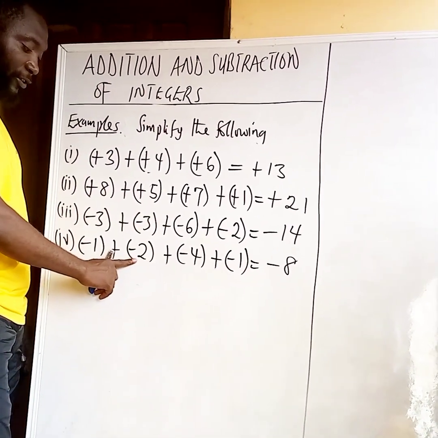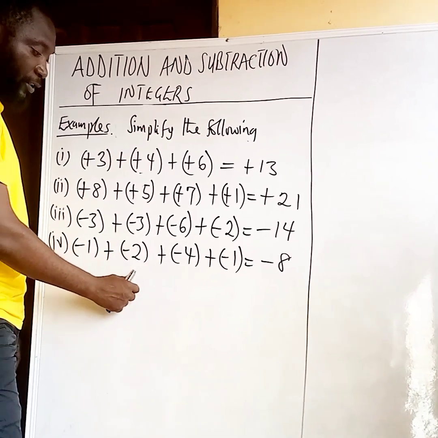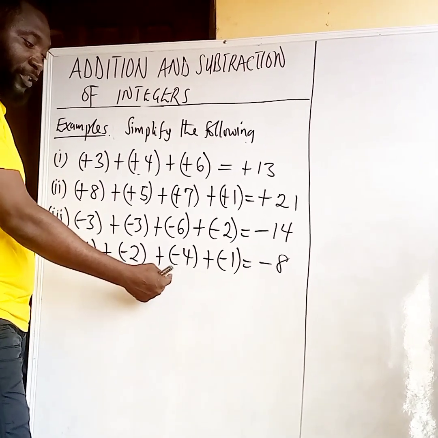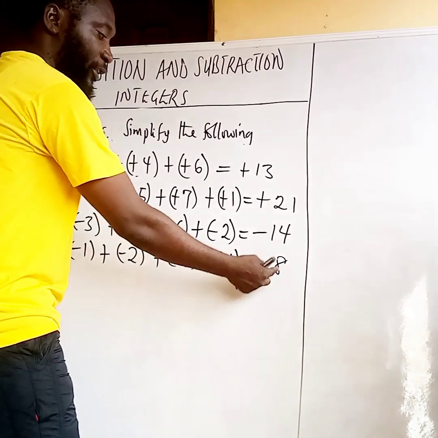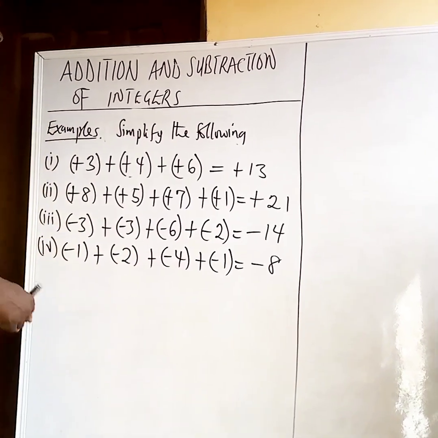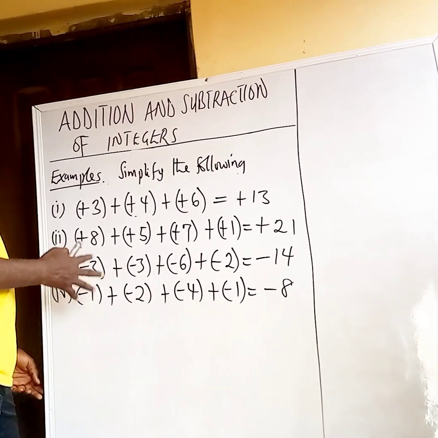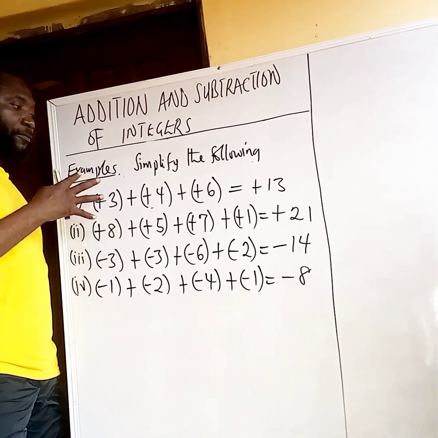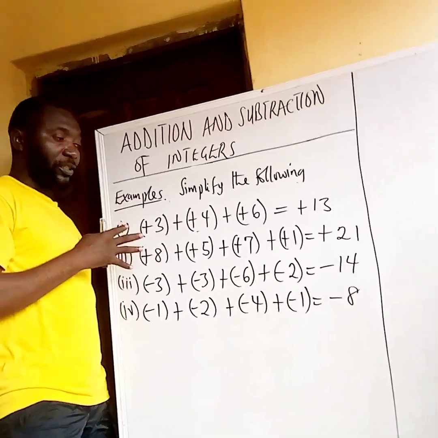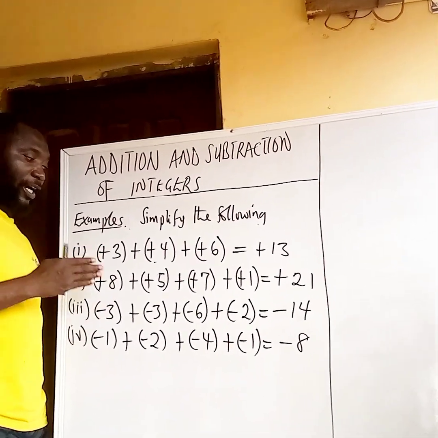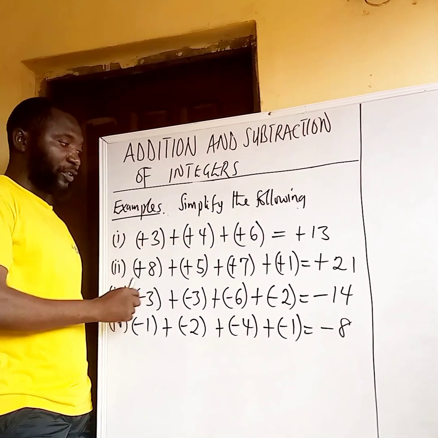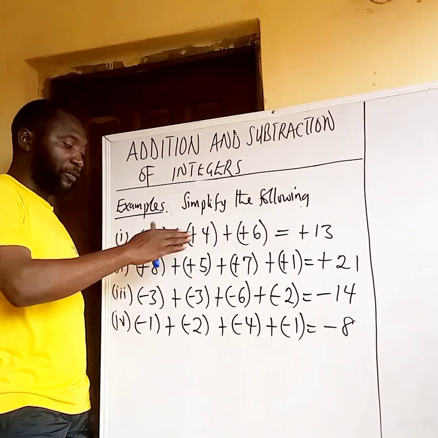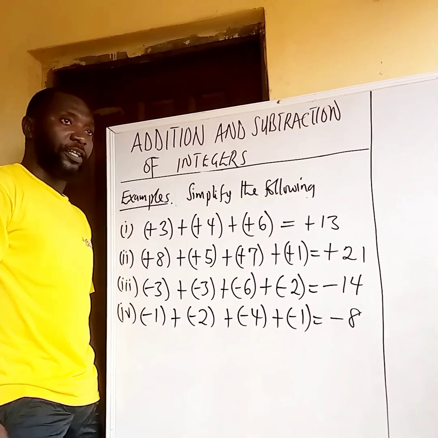-1, -2, that is -3. -3 plus -4, that's -7. -7 plus -1, that is -8. Now, here we have addition of integers with the same sign. Integers that carry the same sign: addition of positive integers, addition of negative integers.